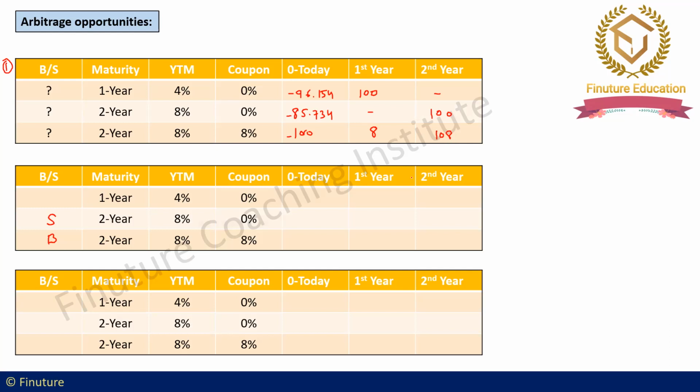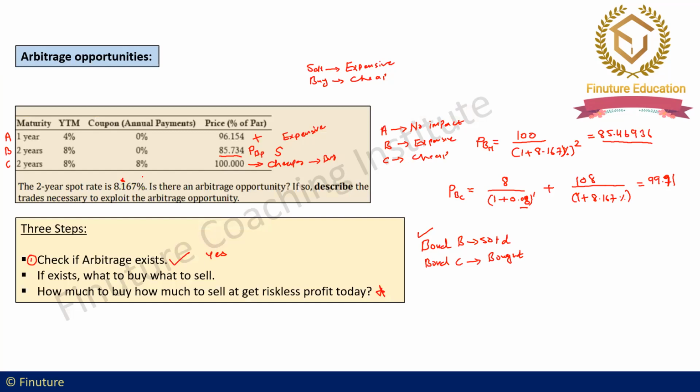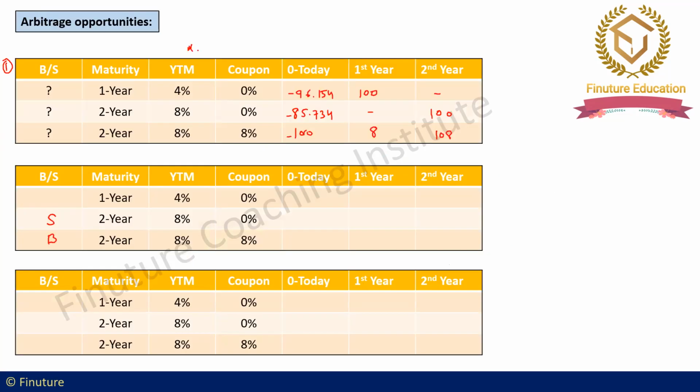Now, the second question. We saw that there is an arbitrage opportunity because of this. This table I just filled for whatever was given initially, with no relevance to how much to buy and how much to sell. This is the table where we'll explore how much to buy and how much to sell.